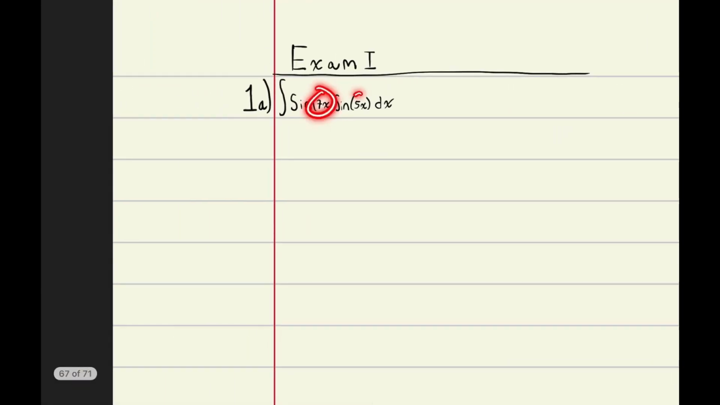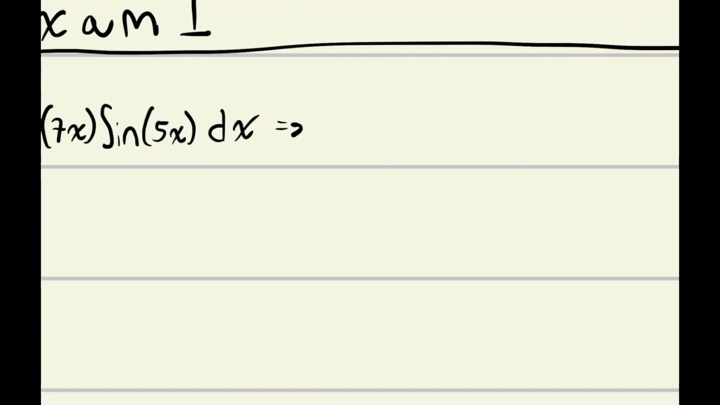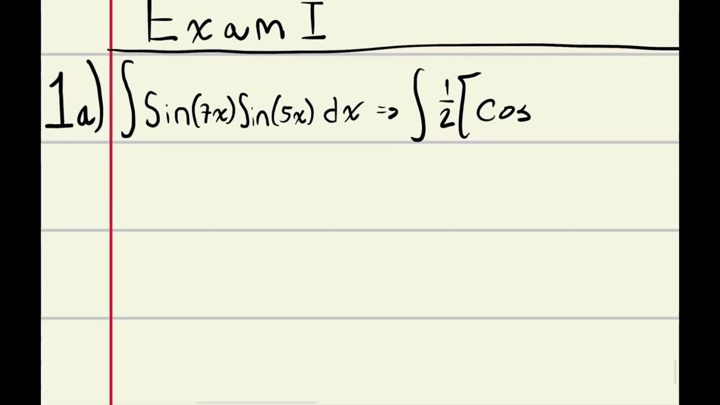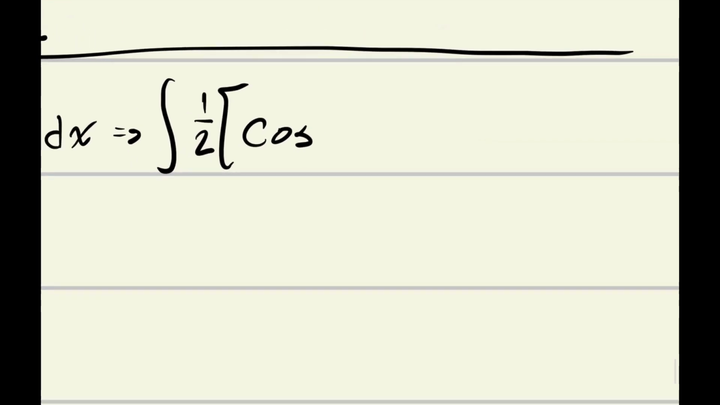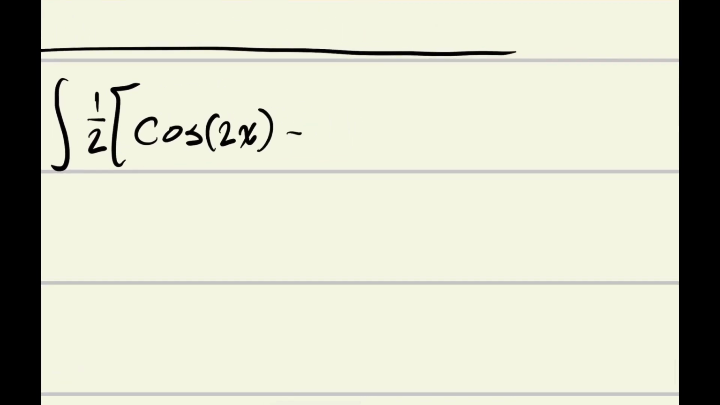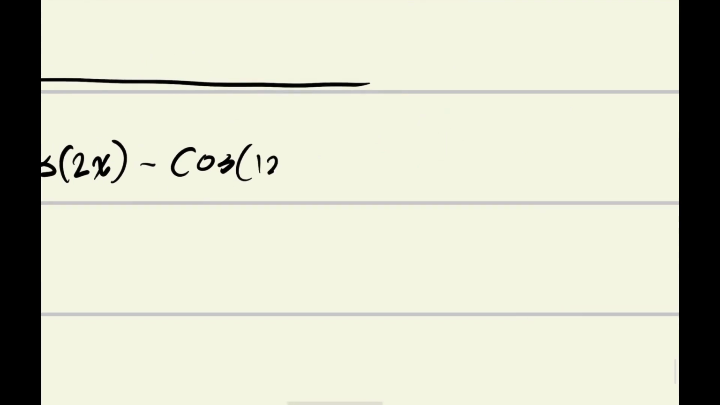is 7x and 5x. So we can rewrite this as the integral of 1/2 times cosine of A minus B, which is 7x minus 5x, which is 2x, minus cosine of A plus B, which is 7x plus 5x, which is 12x, dx.